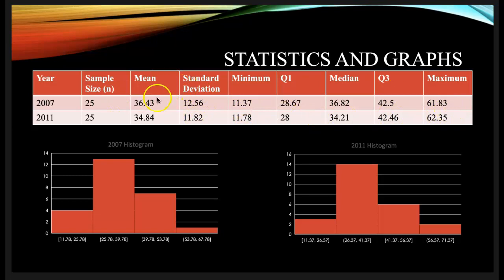Here are the statistics that I calculated and the graphs as well. As you can see, for both 2007 and 2011, the sample sizes were 25. The mean, the standard deviation, and all of the quartiles, except for the maximum, were greater in 2007 than in 2011.